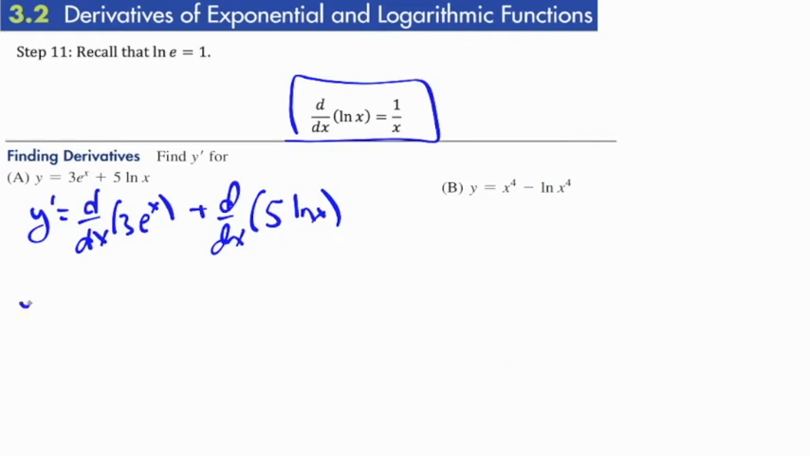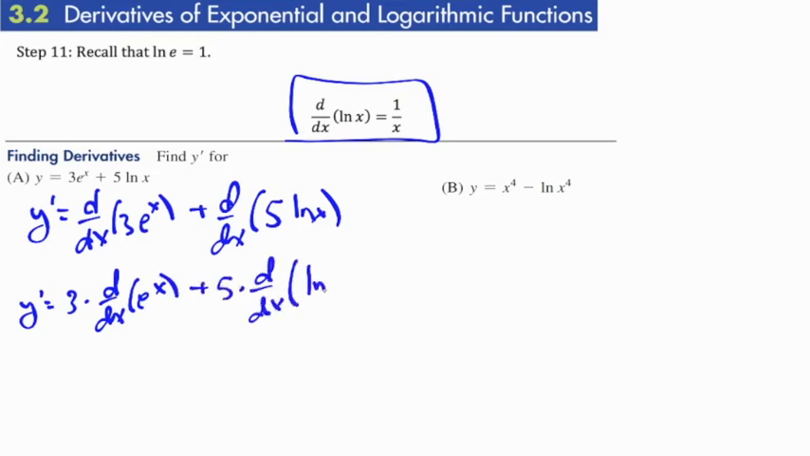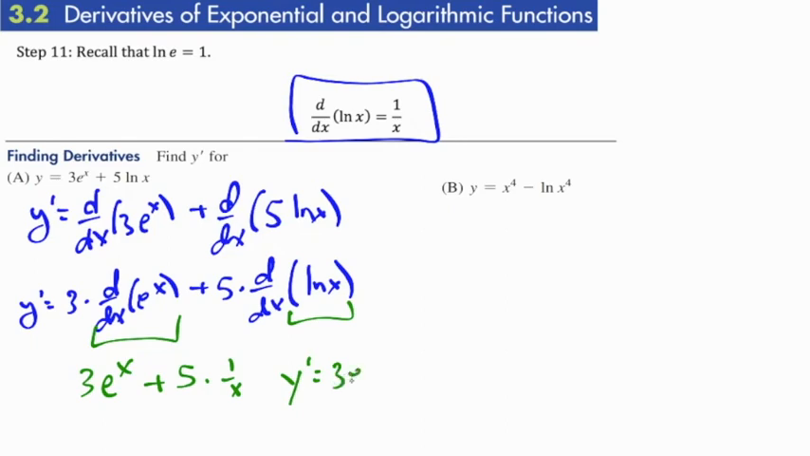And we can move the constants out in front. So 3 times d dx of e to the x plus 5 times d dx of ln of x. And we did the derivative of e to the x in the first half. So that's 3e to the x plus 5. And the derivative of ln of x is 1 over x. So y prime is 3e to the x plus 5 over x.